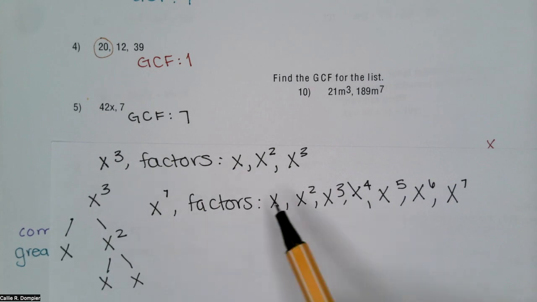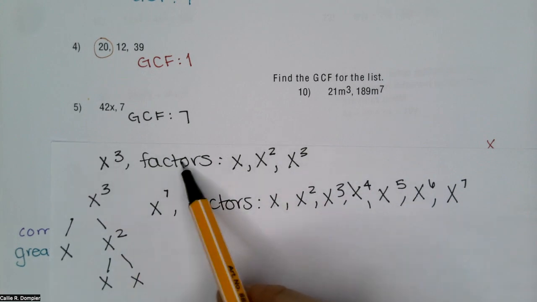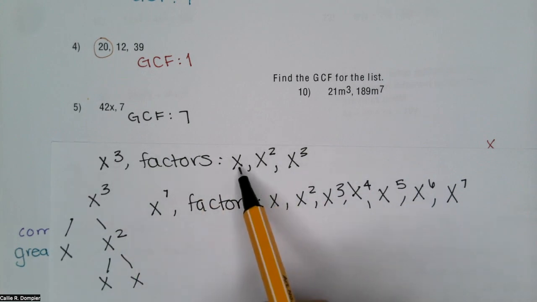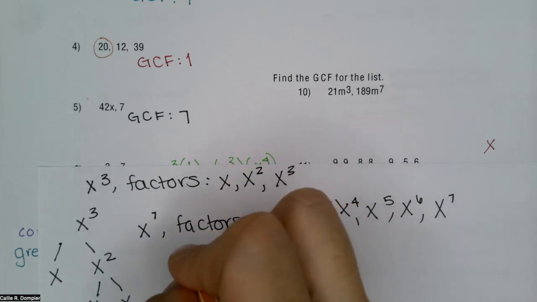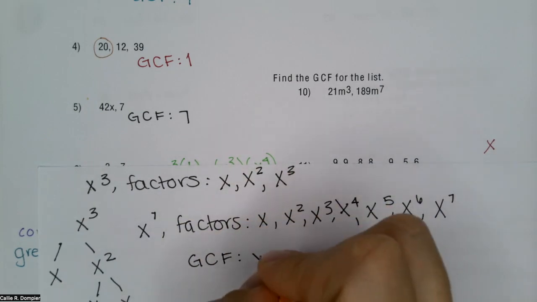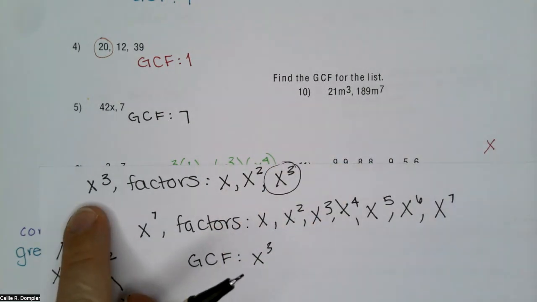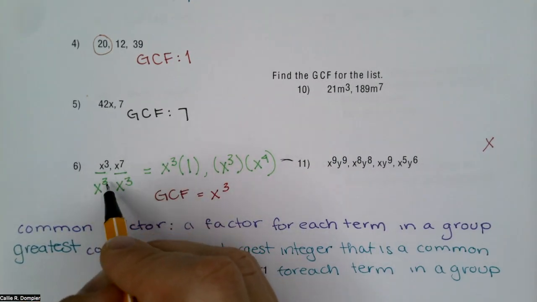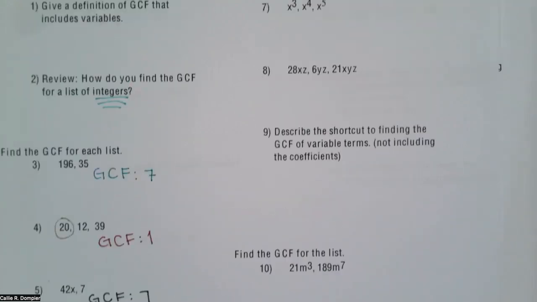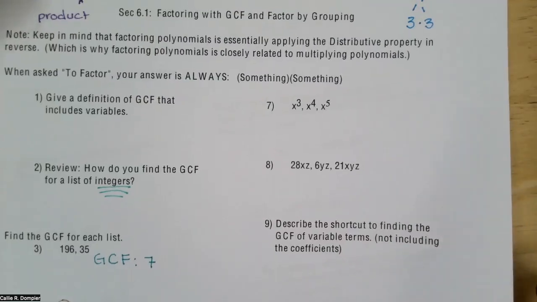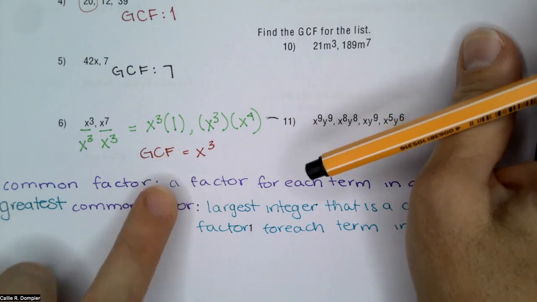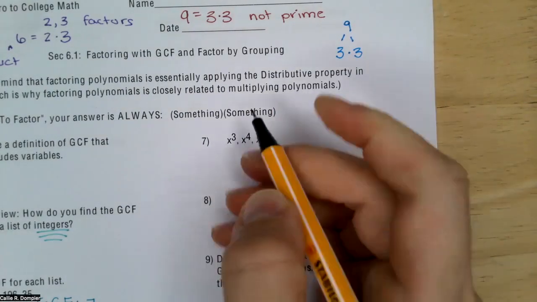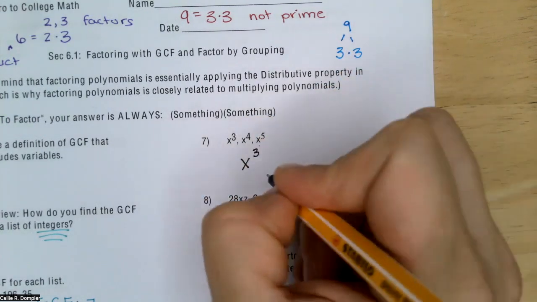So for x to the 7th, all the factors are anything that's a multiple of x that is equal to or less than 7. For x to the 3rd, the factors are any multiple of x up to x to the 3rd. So the greatest common factor on this list is x to the 3rd because it's the highest x to the 3rd can go. So just pick the smallest exponent, and that's your greatest common factor. Sorry, I said biggest and I meant smallest. Take the smallest exponent, and that's your greatest common factor. They all have the same base, x. Take the smallest exponent, x to the 3rd.